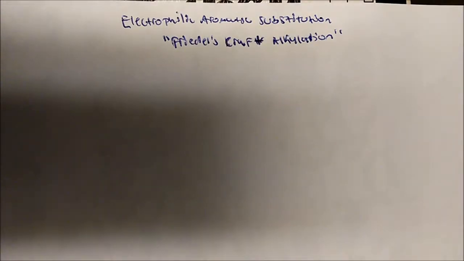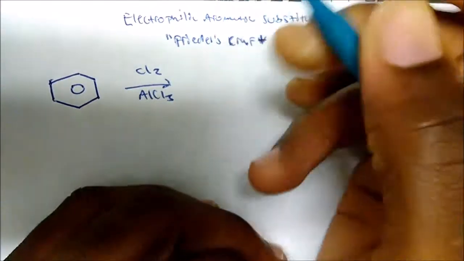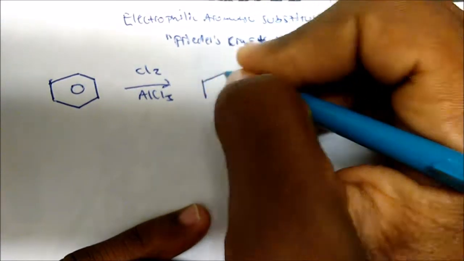We're going to do some Friedel-Crafts alkylation. We're going to go over several reactions and we're just going to predict the products, okay? So what if I take benzene and add chlorine and aluminum trichloride? What would be my product?